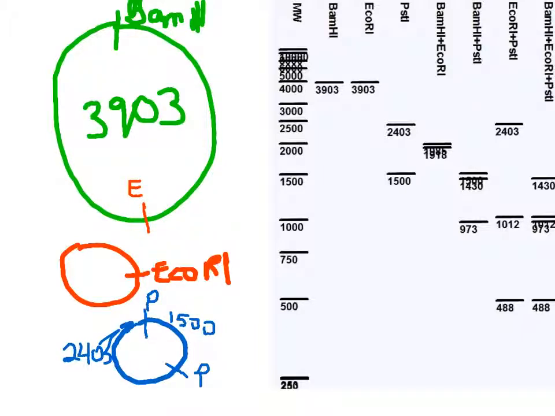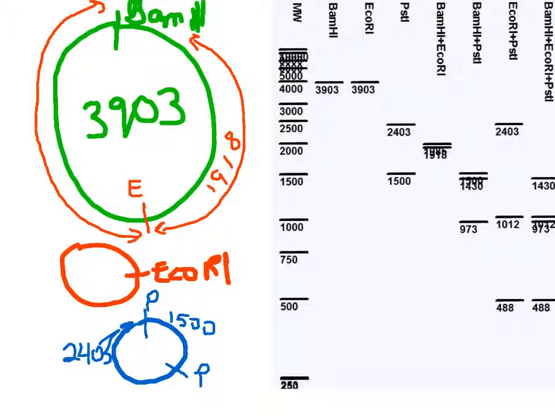Because I know that one fragment, the shorter one, which is from here to here on my map, has to be 1918. And if you subtract 1918 from 3903, I think you'll find that the number is 1985, and that must be the length of the other fragment, 1985. So I've mapped BAM to ECO. That's part of my map.